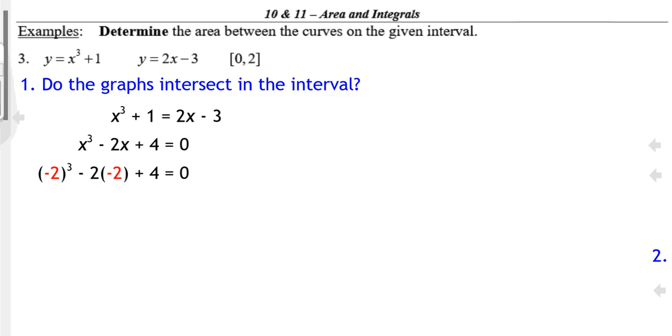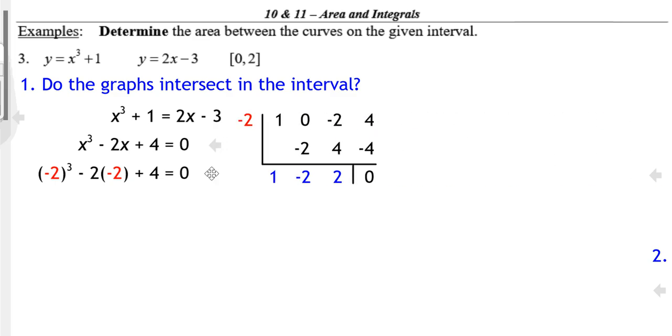But that's only one possible point. It's cubic, right? So they could intersect at 3 points. We found one. So then I'm going to do the synthetic division, which will give me a quadratic as my other factor. It's not a factorable quadratic. But that doesn't mean they don't intersect. So quadratic formula or discriminant.